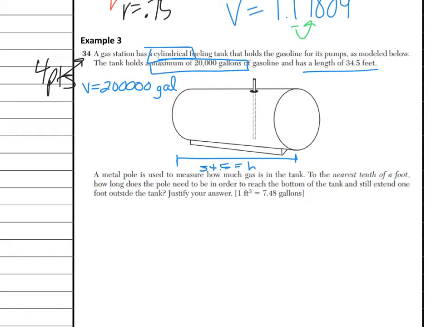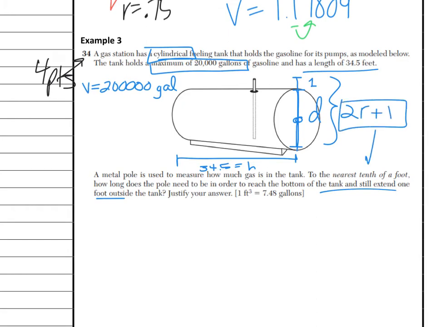It says that this metal pole is used to measure how much gas is in the tank. To the nearest tenth of a foot, how tall does the pole need to be in order to reach the bottom of the tank and still extend 1 foot outside the tank? So here's this pole that goes all the way to the bottom and then extends 1 additional foot outside. All the way to the bottom, going across that circle, is the diameter. So really, it's twice the radius plus 1 more that we're looking for.